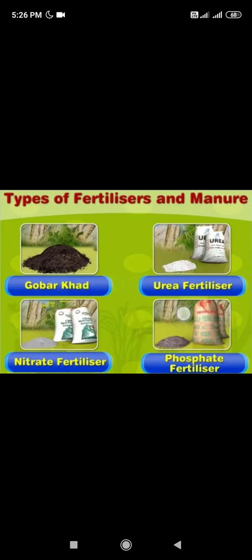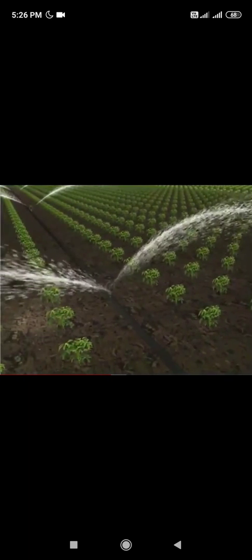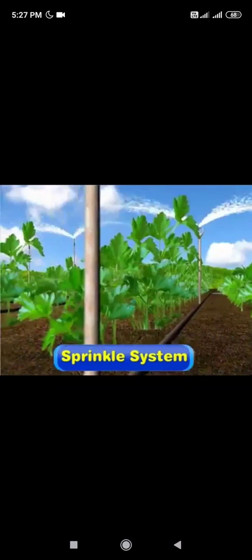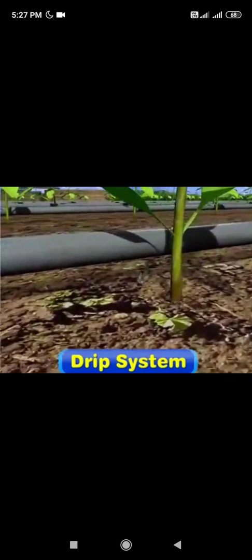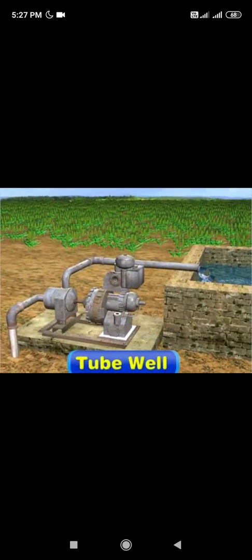And the next step is irrigation. So what is irrigation? Irrigation means watering the plants or crops on a large scale. And there are several ways by which a field can be irrigated. Some examples are sprinkler system, drip system and tube well. The crops are irrigated at proper intervals throughout their growing period.